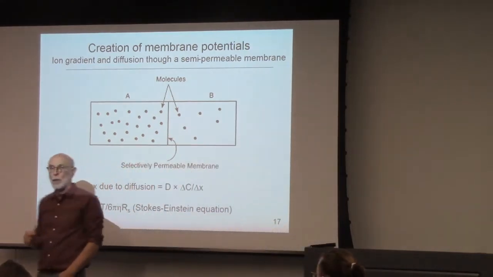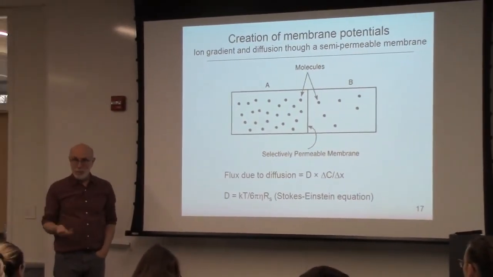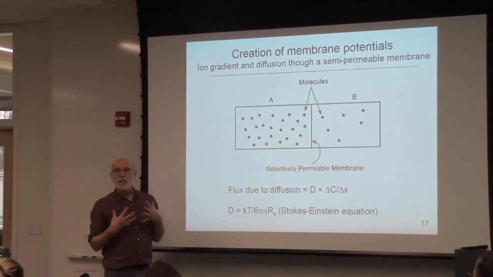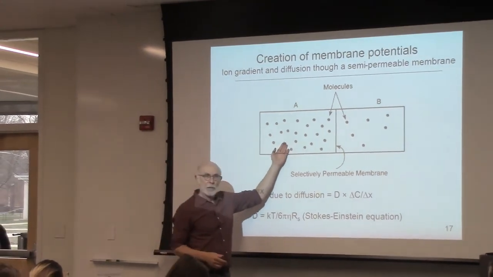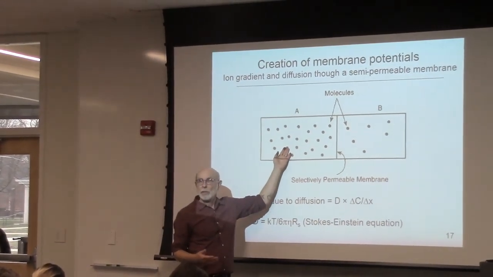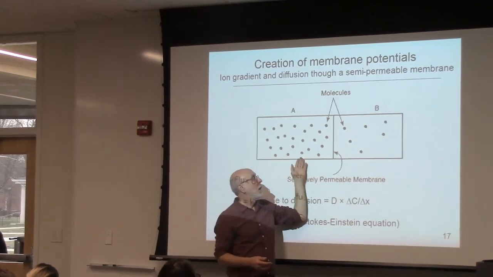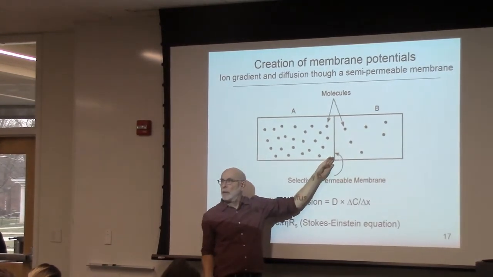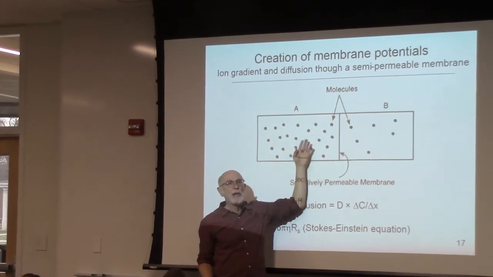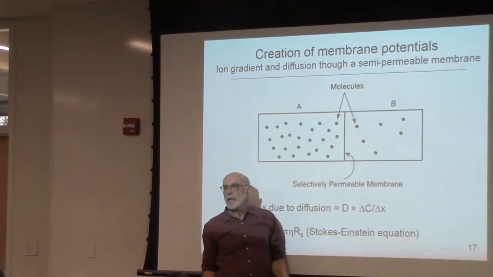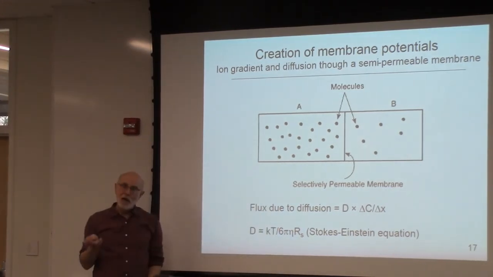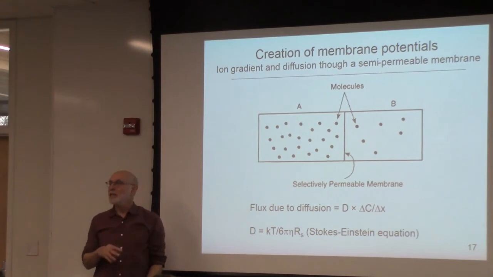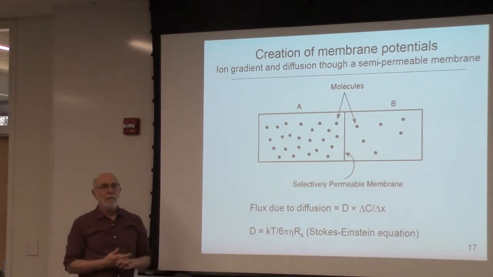So let's walk through this. Let's start with a really simple system. We've got a solution of some solute on both sides of a membrane that is permeable to that solute. That solute can go through it. That's what permeable means. The solute is permeant. The membrane is permeable. That means the solute can go through the membrane.